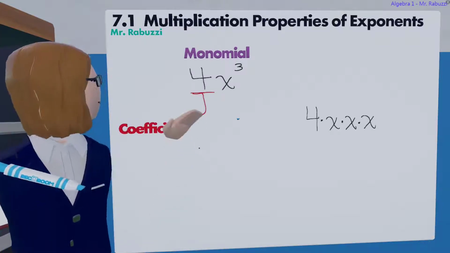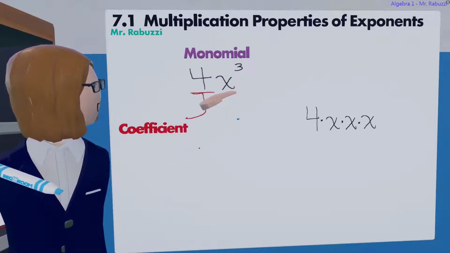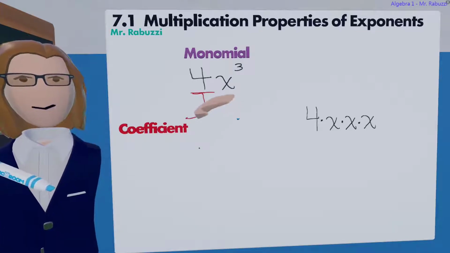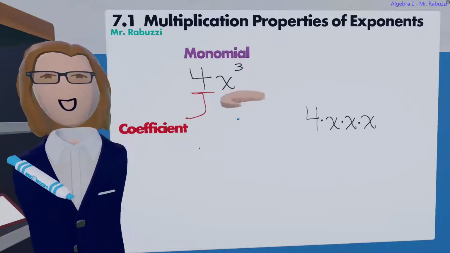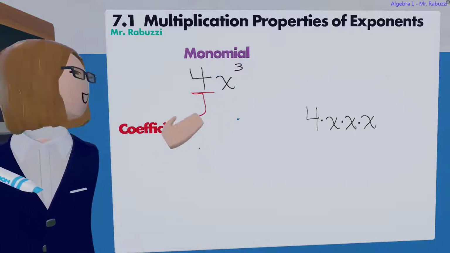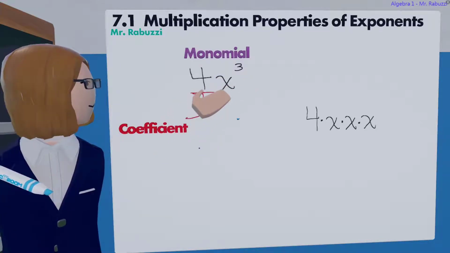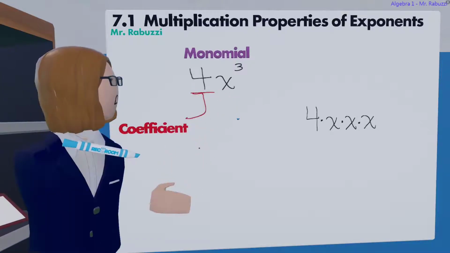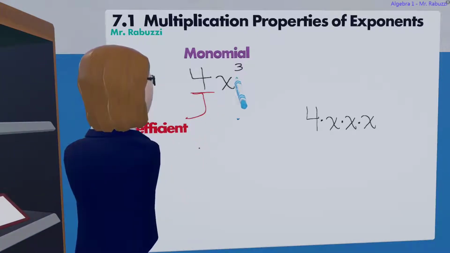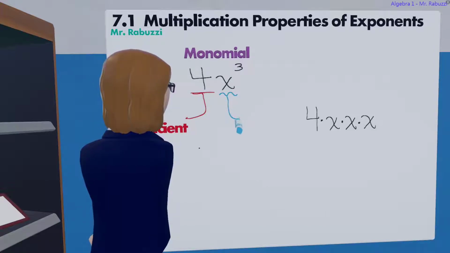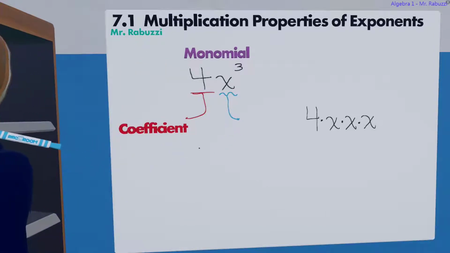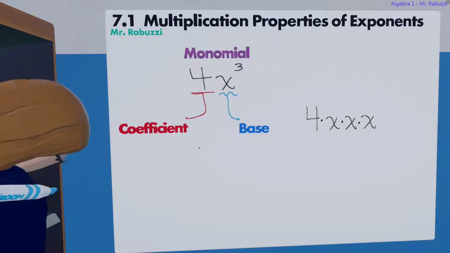Next piece is a variable here. It could be x, y. It could be x and y. You could have an x and later a y. So it could be more than one letter, but right now we have one letter, and this is our variable x. But because it has an exponent, it has a different name. This is called the base.